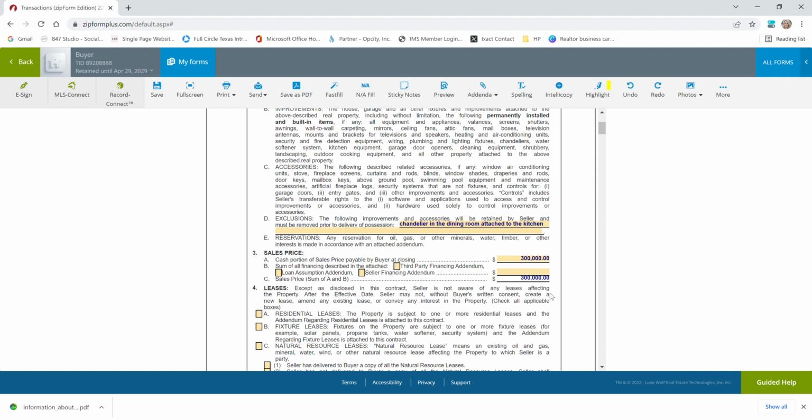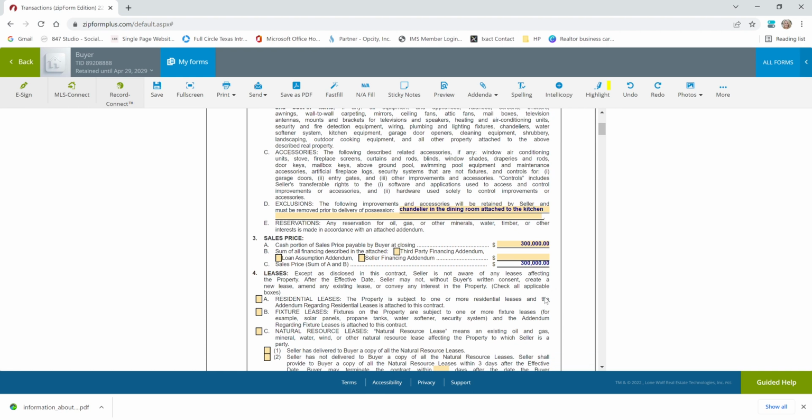Obviously, it's a cash sale. It's not third-party financing, so you would not click third-party financing. So we're going to keep it as third-party financing for now.